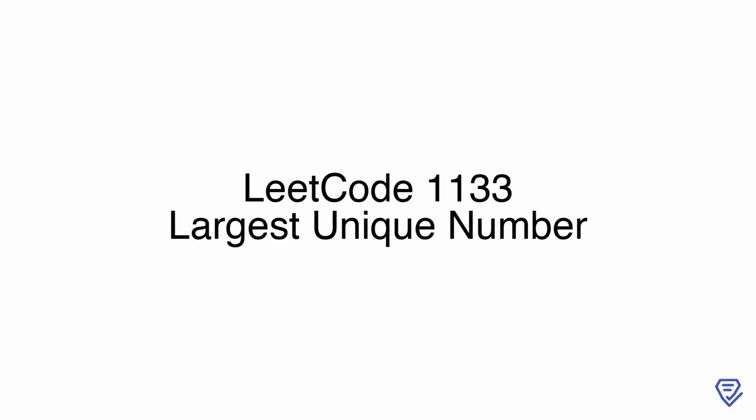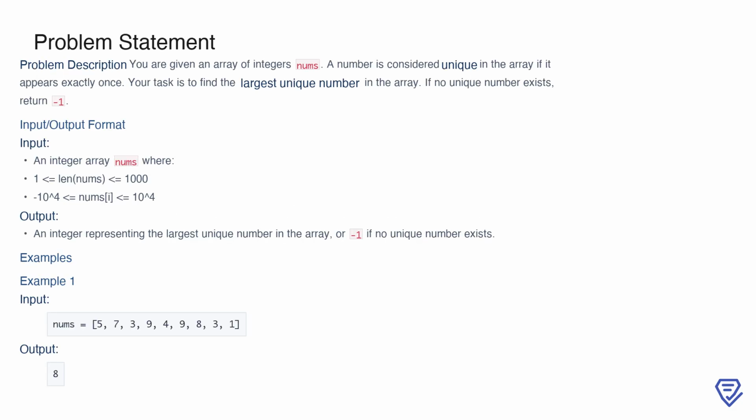Let's dive in. The problem we're solving here is to find the largest unique number in a given integer array nums. A number is considered unique if it appears exactly once in the array. If no such unique number exists, we should return -1.